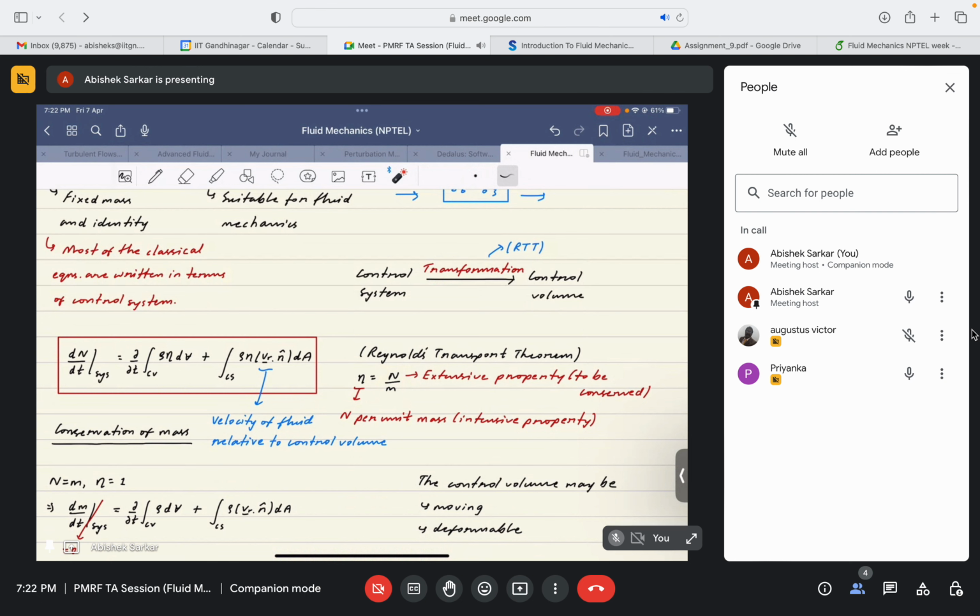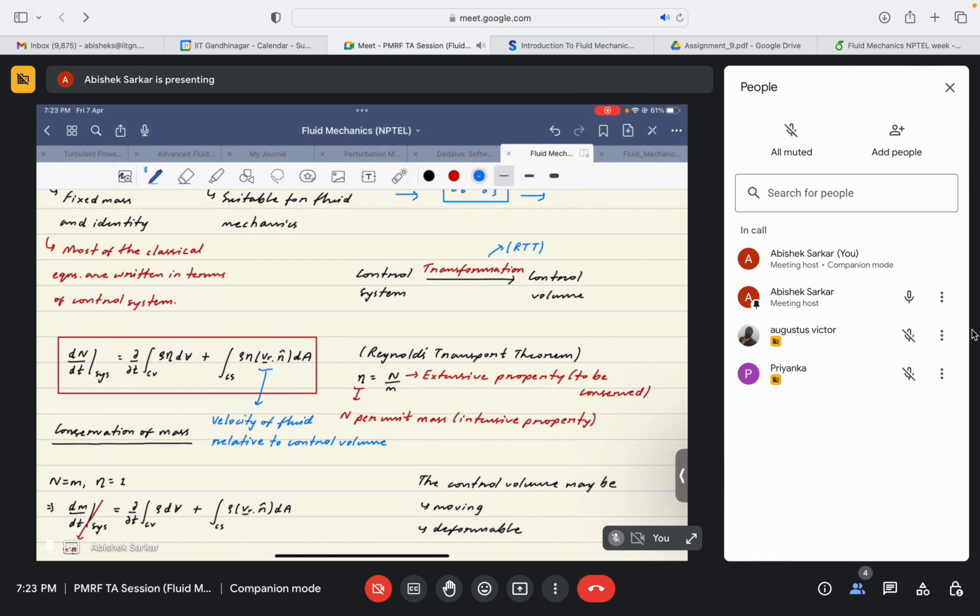Dependent on mass. Yeah, absolutely right. And then what's an intensive property? Independent of mass. Okay, since we are discussing such extensive and intensive properties, could any one of you please give me some examples of extensive properties? Momentum.